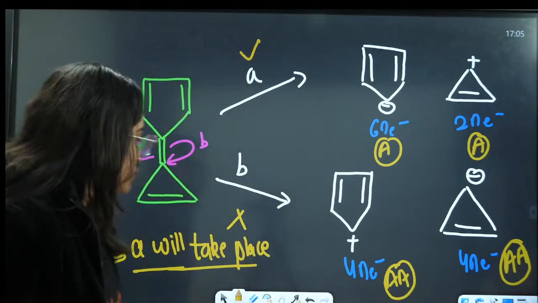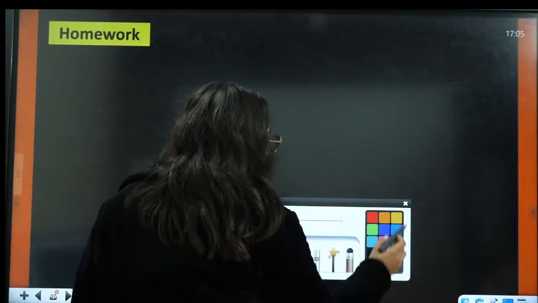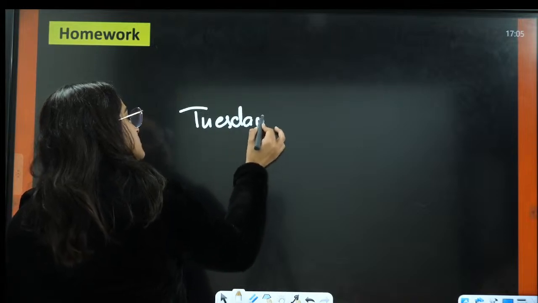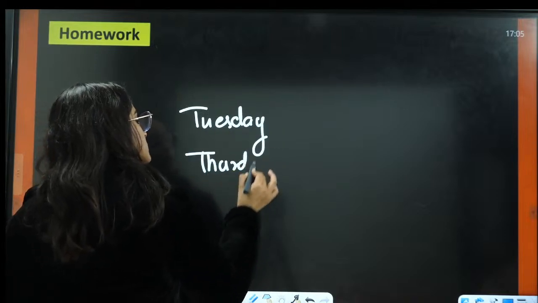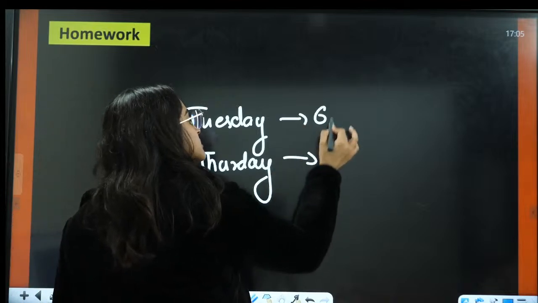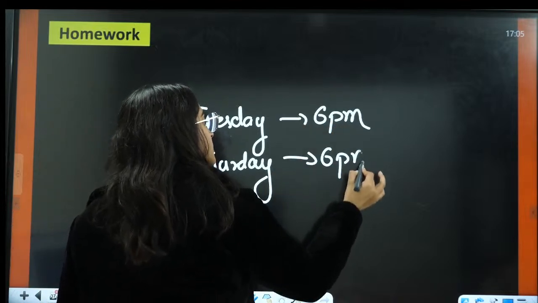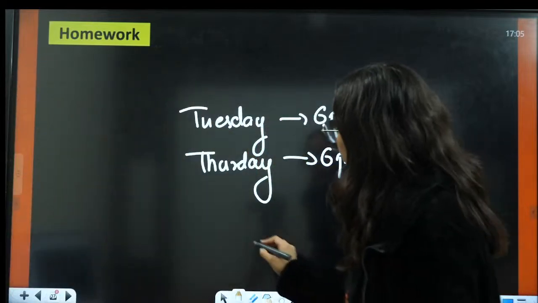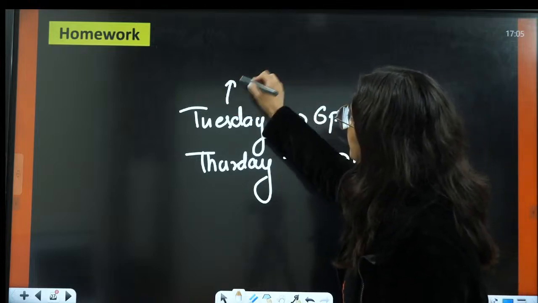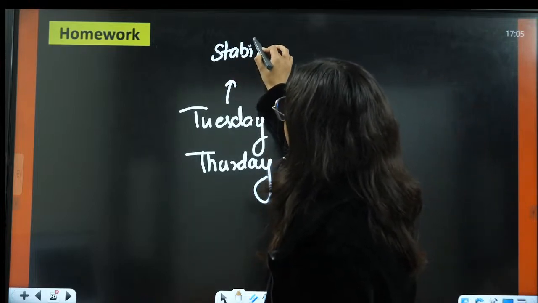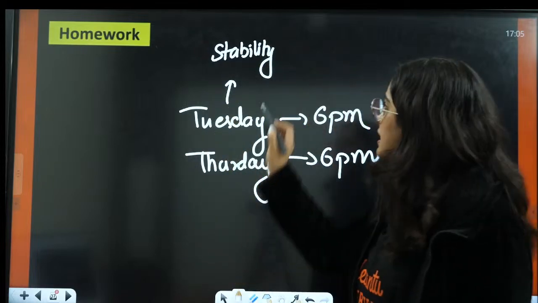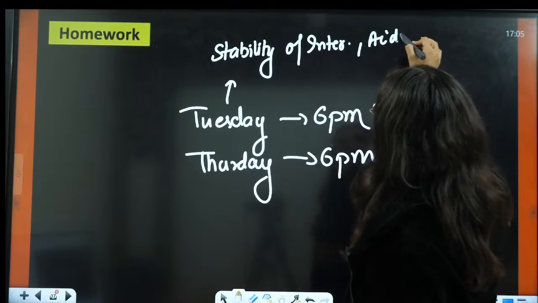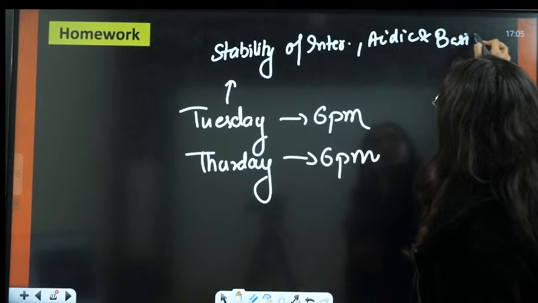So firstly, let us understand the timings. Tuesday and Thursday, you will have your class at 6 p.m. And in the next lecture, on Tuesday, we are going to do stability. This is the last lecture of GOC: stability of intermediates, acidic and basic strength.